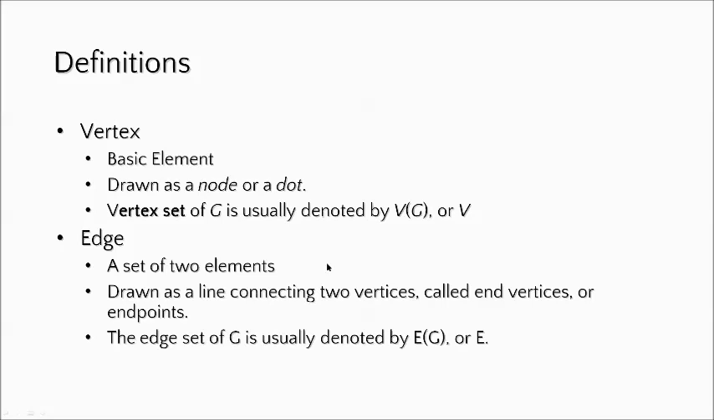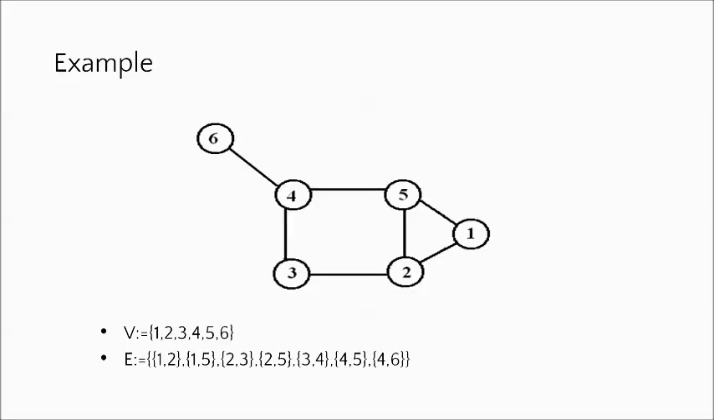An edge is a set of two elements, drawn as a line connecting two vertices. Again, when you see a line, it can be an edge or an arc. The edge set of G is usually denoted by EG or E. So this is an example of a graph.